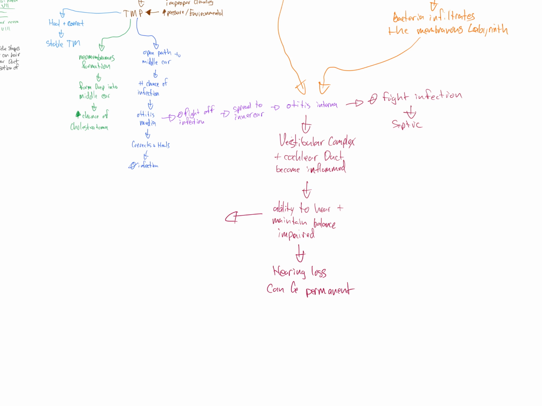The impaired balance is known as disequilibrium, which can produce nausea and vomiting. And with the vestibular complex and cochlear duct becoming inflamed, it can also affect the facial nerve, which is cranial nerve 7, which can produce some facial weakness.